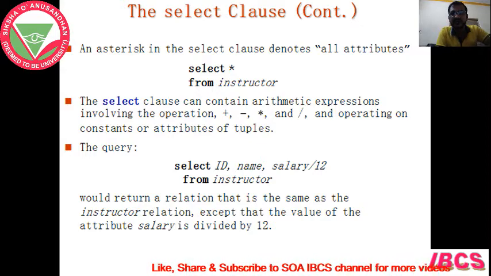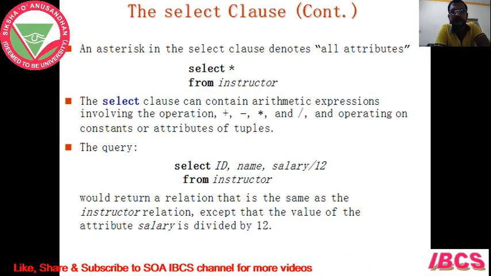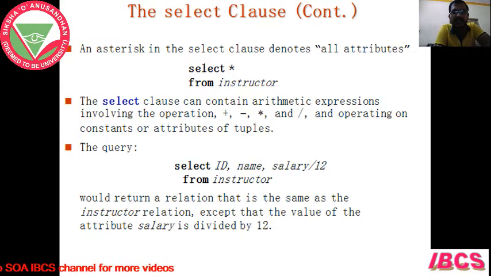Now in the select command we can also use arithmetic operators, which are plus, minus, multiply, and divide. For example, select ID, name, salary divided by 12 from instructor. It will give us the ID, the name of the instructor, and his salary on a monthly basis. Obviously, the arithmetic operators can be used on attributes or columns which have numeric values.